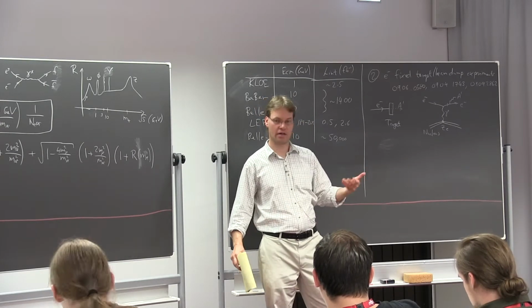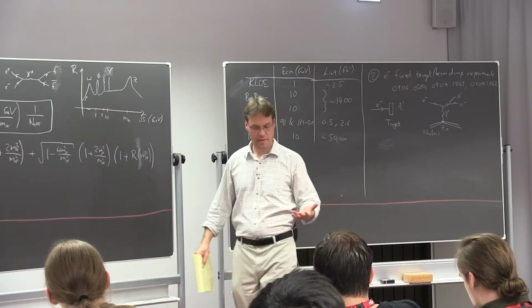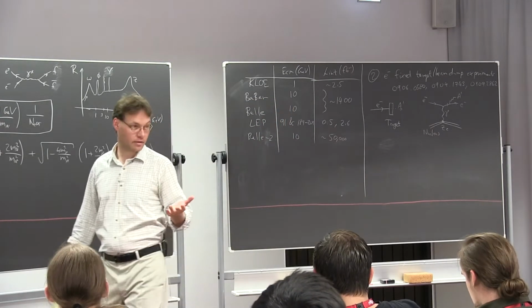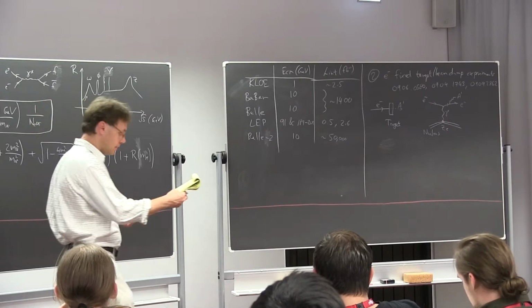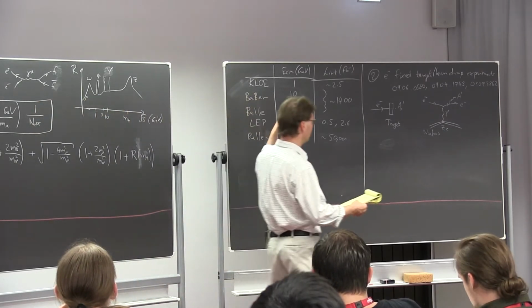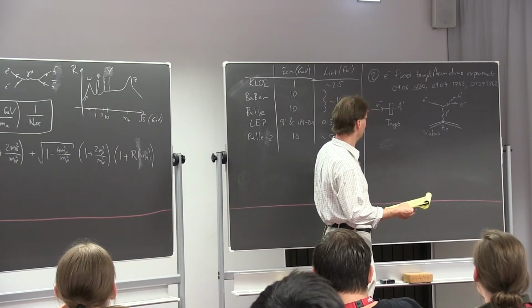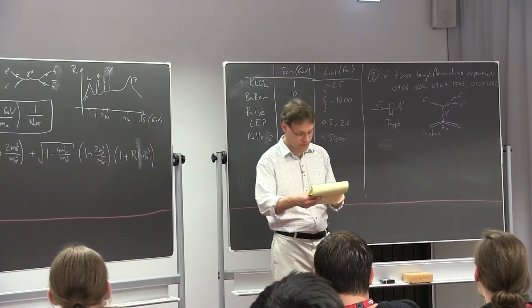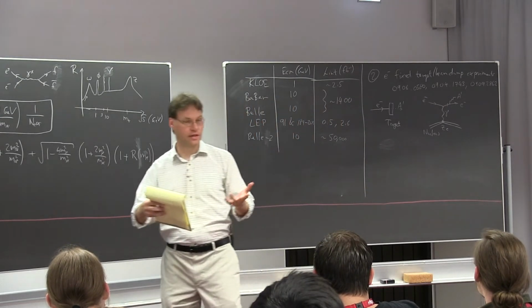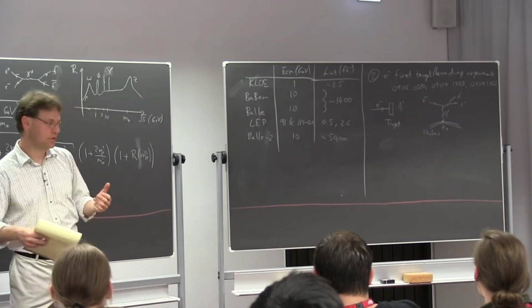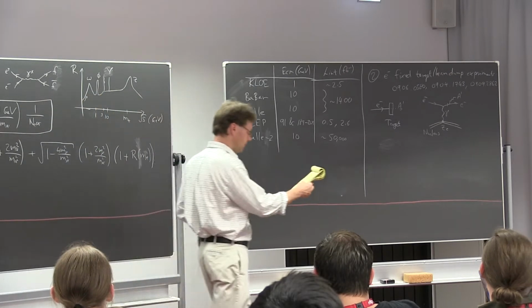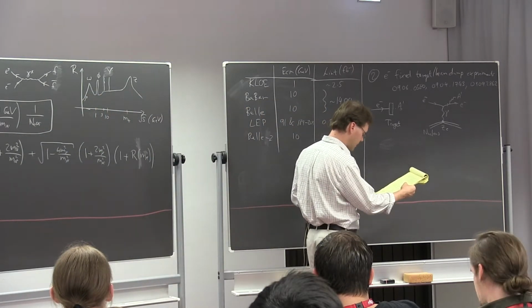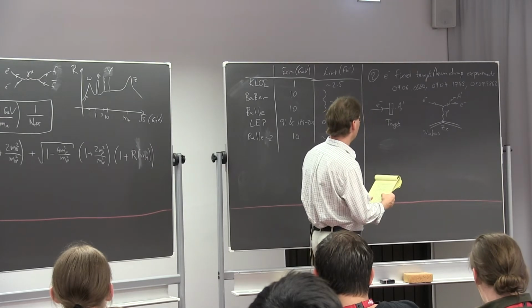If it's a very thin target, it has less chance. The chance of this happening is characterized by radiation length. It's basically the distance over which a high-energy electron loses all of its energy except 1 over e, which is 37%. So it loses most of its energy, 63% or so.